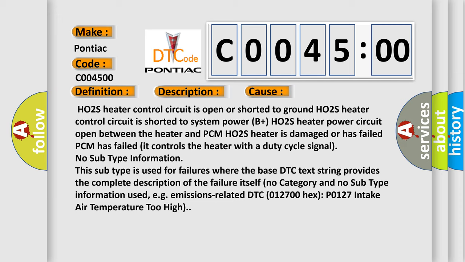This subtype is used for failures where the base DTC text string provides the complete description of the failure itself, no category and no subtype information used, e.g. emissions related, DTC 012700 hex P0127 intake air temperature too high.